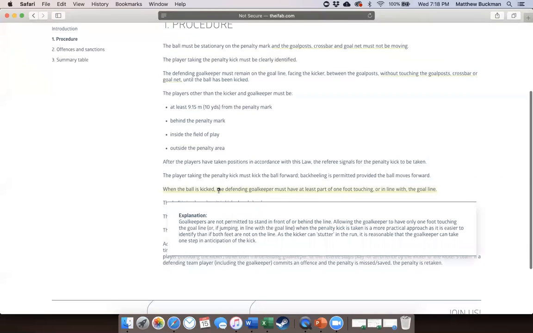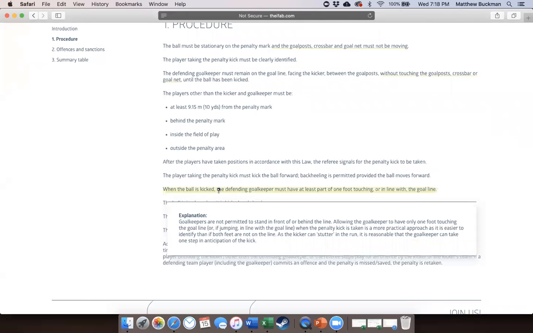When the ball is kicked, as we have discussed, the goalkeeper must have at least part of one foot touching or in line with the goal line. An explanation here in more detail. Goalkeepers are not permitted to stand in front of or behind the line. They must be on the line when it starts. Sometimes you'll see a goalkeeper that will stand inside the goal so that they can be coming forward. Now, because they're allowed to take a step forward, they need to start directly on the goal line. So let's make sure the goalkeepers are standing on the goal line, not behind it or in front of it.